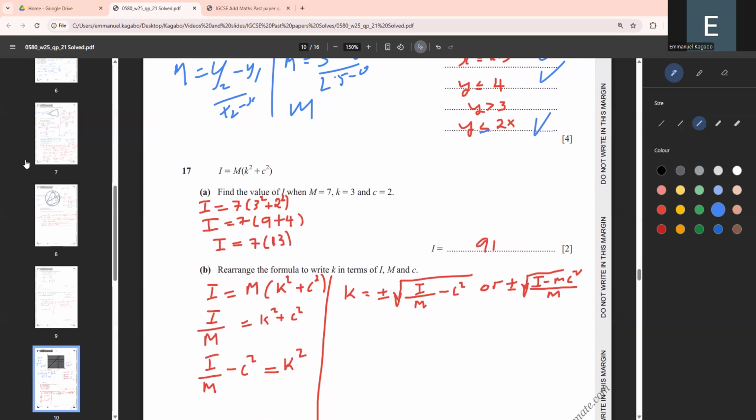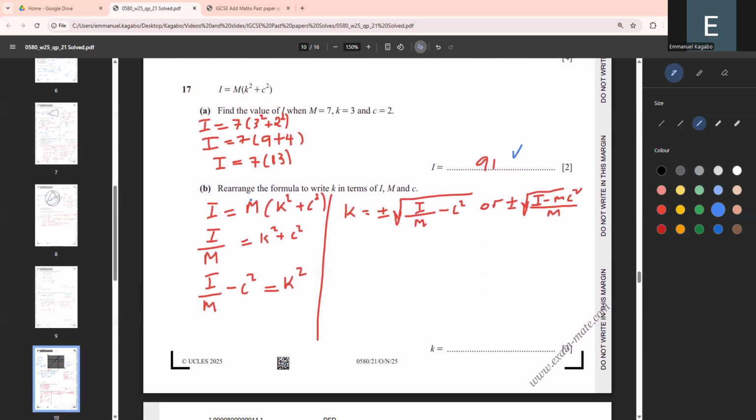Question 17. This is the question given, and then they give you the values. You just substitute in the equation. M is 7 and K is 3, so it will be 3 squared plus 2 squared. 3 squared is 9, 2 squared is 4, and that gives me 13. When you multiply, you're going to get this one.